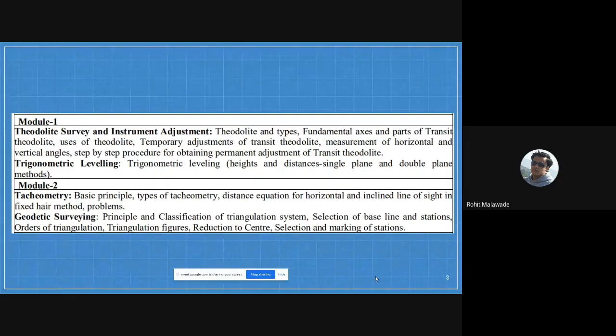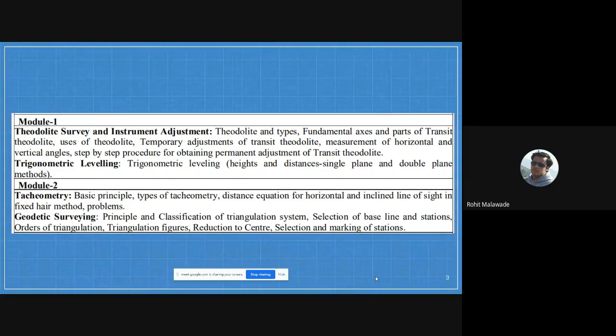In this module one, we will be studying the theodolite. What is a theodolite? What are its different types? Then the fundamental axes: what are the different fundamental axes in the theodolite? And the different parts of a transit theodolite, and then uses of the theodolite. What are the different temporary adjustments of the theodolite? And the measurement of horizontal and vertical angles, how we are going to measure them, that we are going to study. And the step by step procedure for obtaining the permanent adjustment of the theodolite.